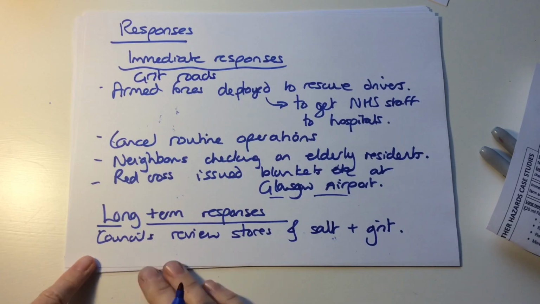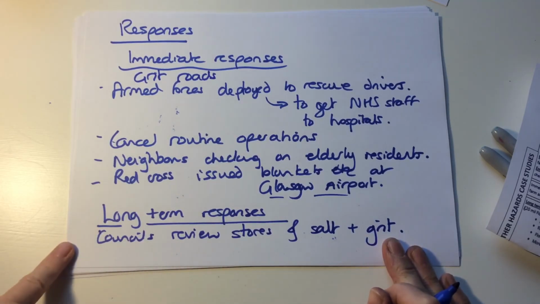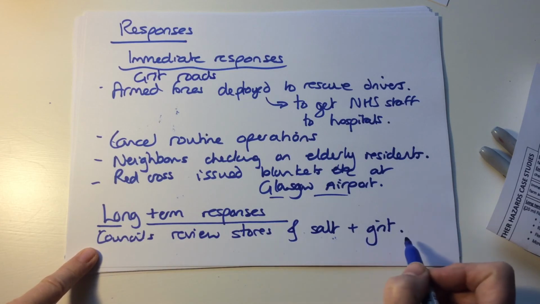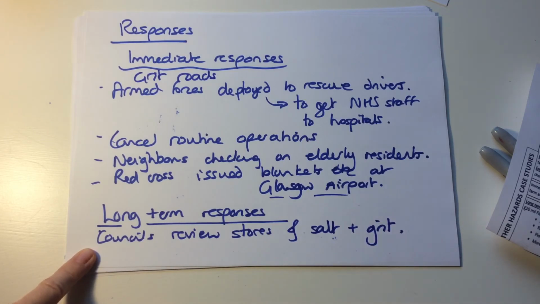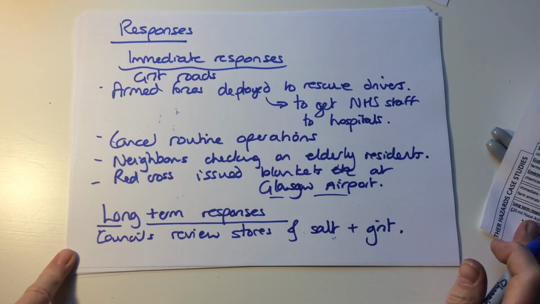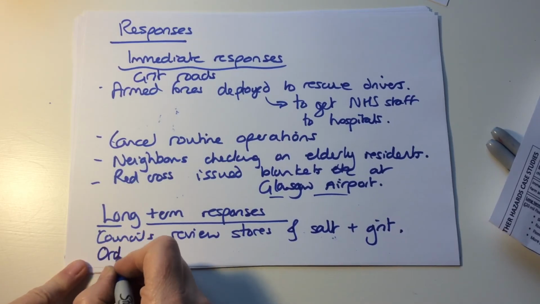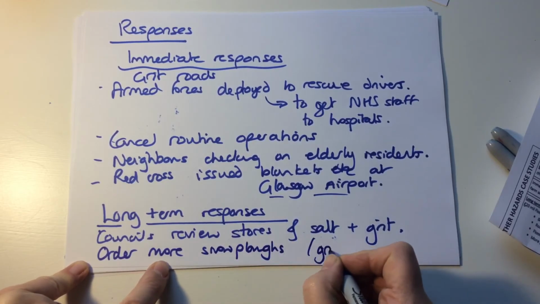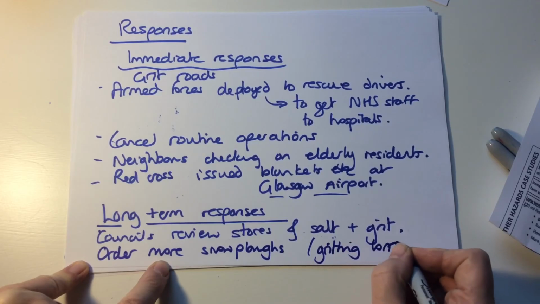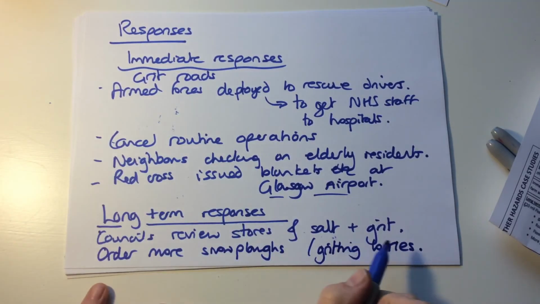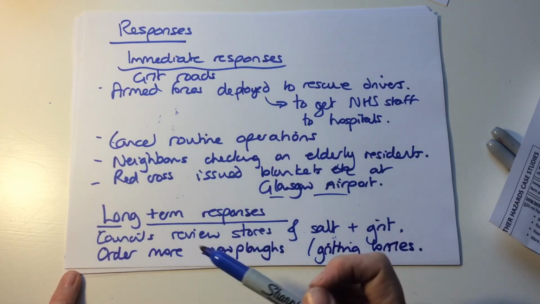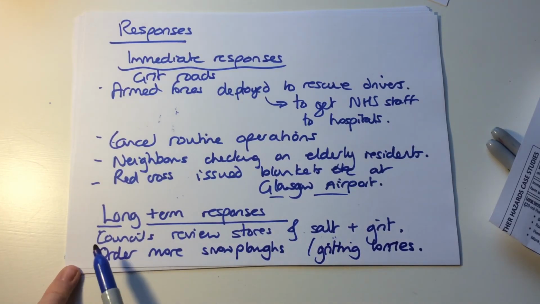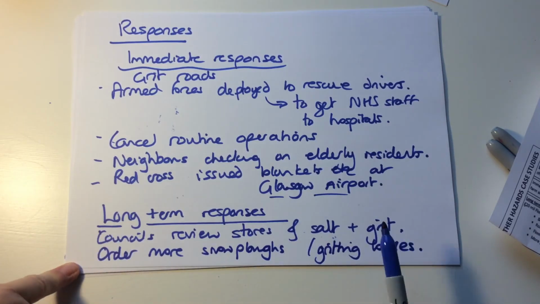But councils may look at this and say, and did, if we are going to have more of these extreme weather events, we need to make sure we've got more salt and grit, which means that the roads can continue to operate and people can go about their business. It may be that they order more snowplows and gritting lorries, or these trailers that are designed to distribute the grit and the salt. So have a think about this. How can councils, how can the government review the situation and maybe prepare to be in a better position next time?